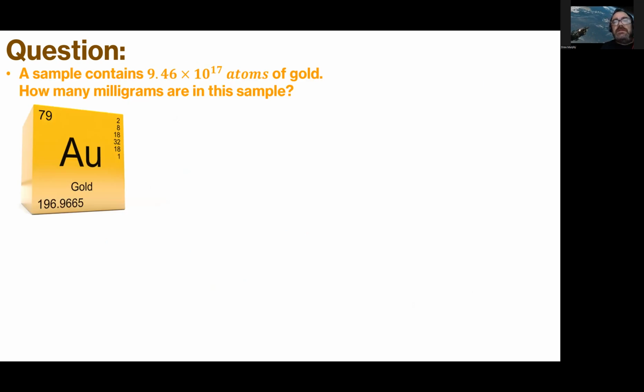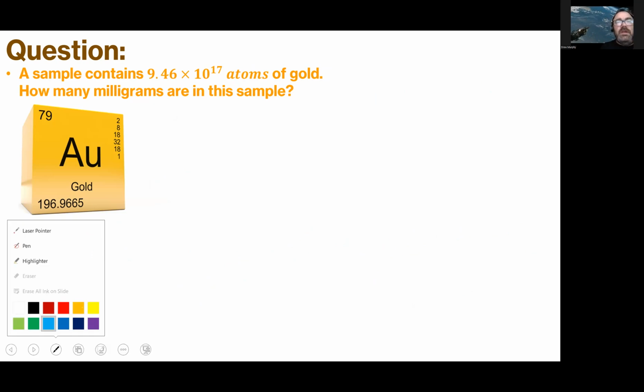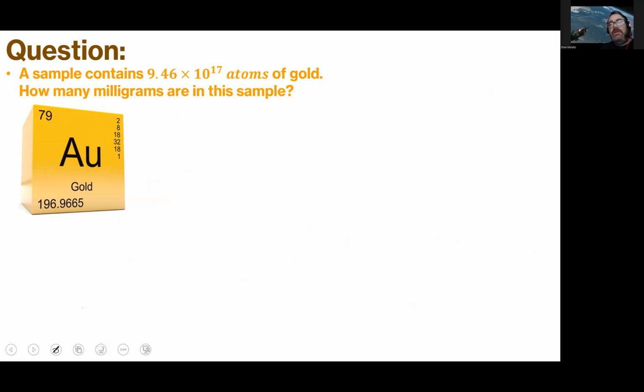A sample contains 9.46 times 10 to the 17th atoms of gold. How many milligrams are in this sample? This is going to have an extra step in it. Essentially, it's going to be the reverse of what we just did with the antimony problem, because we're going to start with atoms and go to grams. We have to add an extra step in here because some jerk, that's me, wants to know milligrams instead of grams. So our plan is atoms to moles with Avogadro's number, to grams using the molar mass, to milligrams using our metric prefixes.